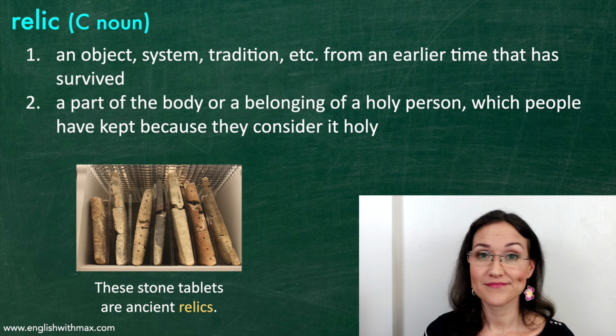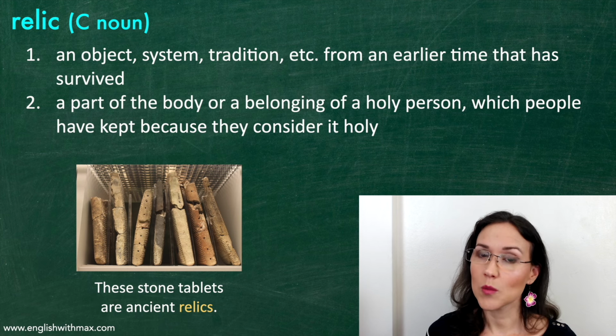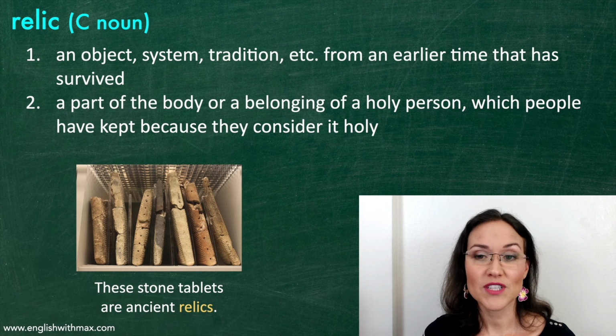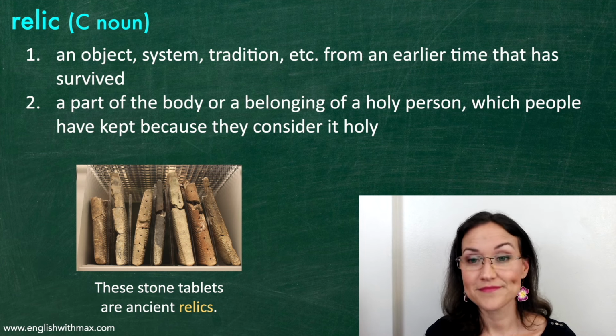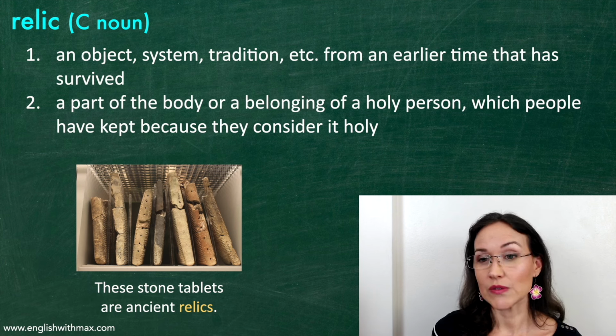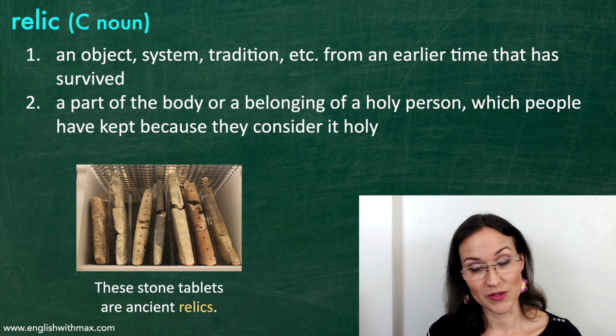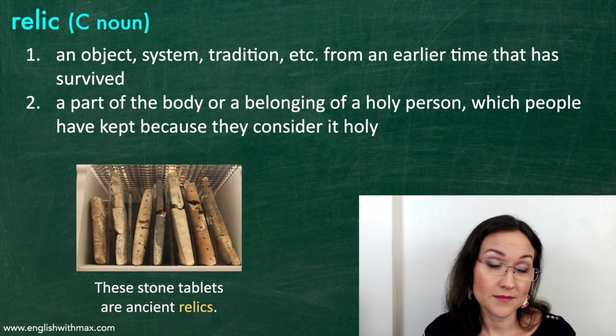Relic. It's a countable noun. It has a couple of meanings. Number one, an object, system, tradition, etc. from an earlier time that has survived. Number two, a part of the body or a belonging of a holy person, which people have kept because they consider it holy.